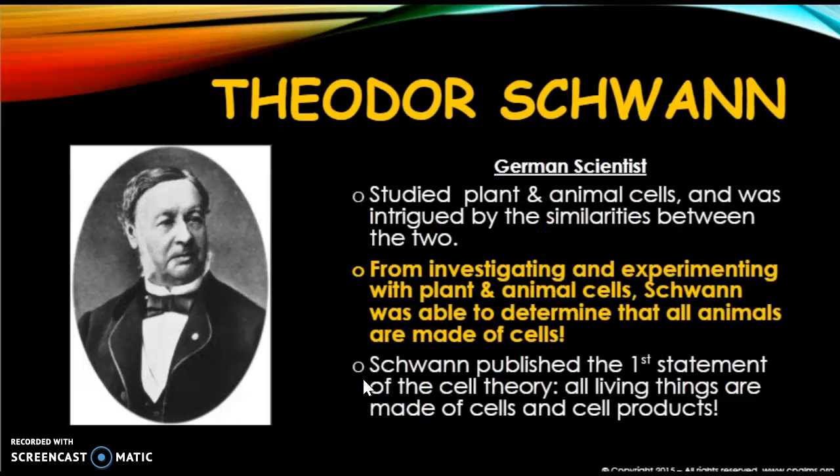Next person that comes along is Theodor Schwann. Building on Schleiden's work, he studied plant and animal cells, and from investigating and experimenting with those, he was able to determine that all living animals are made of cells. So not only are all living plants made of cells, all living animals are also made of cells. Therefore, at this point, all living things must be made of cells.